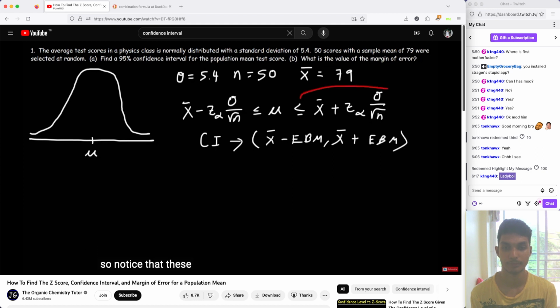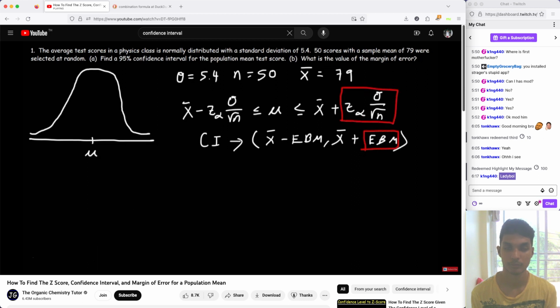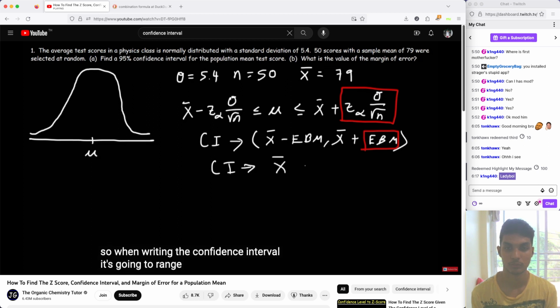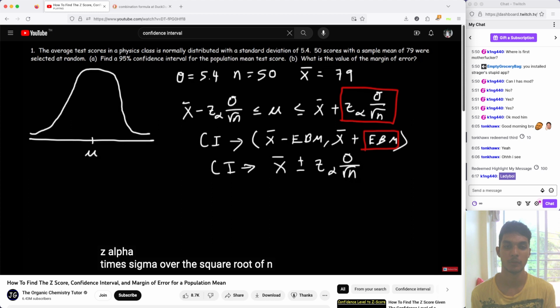So notice that these two are the same. So therefore, the EBM is what you see here. The error bound for the mean is z alpha times sigma over the square root of n. So when writing the confidence interval, it's going to range between x bar plus or minus z alpha times sigma over the square root of n.